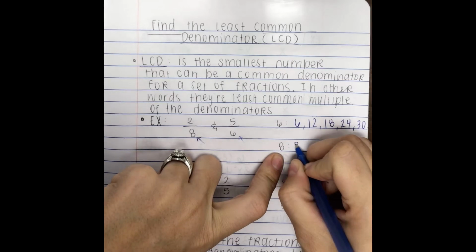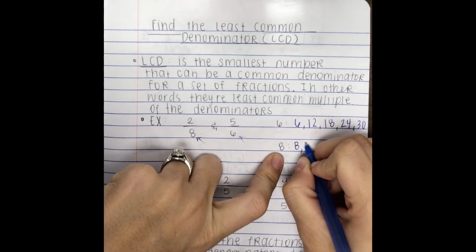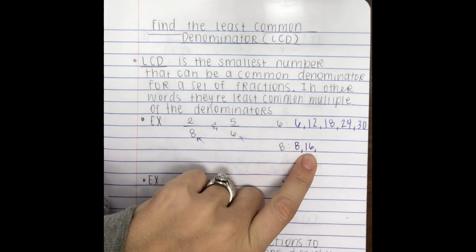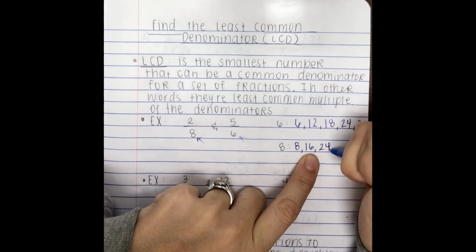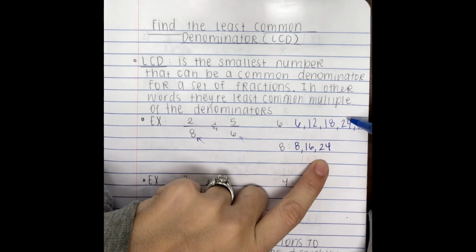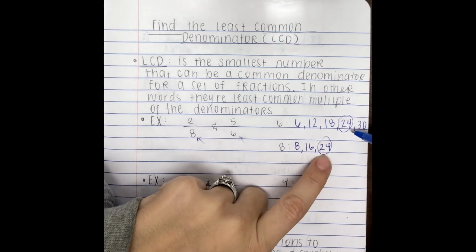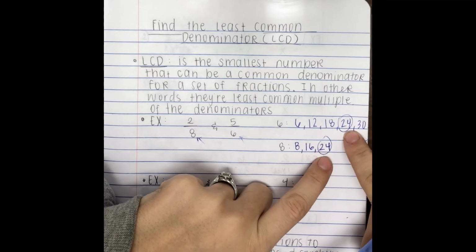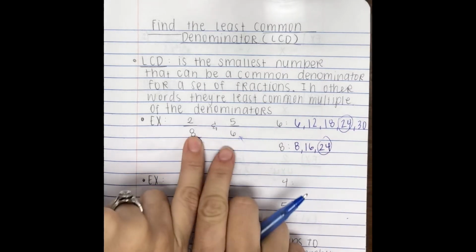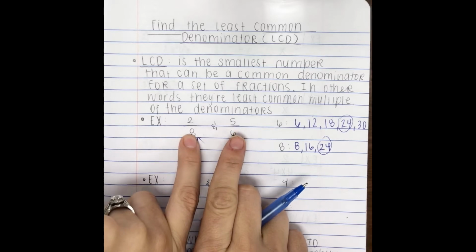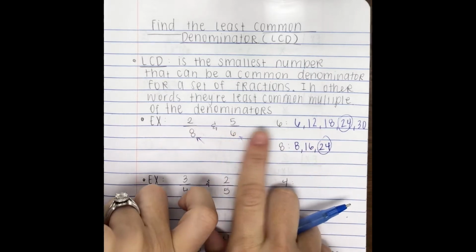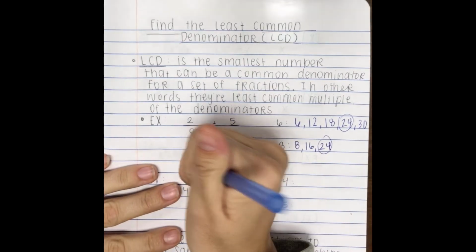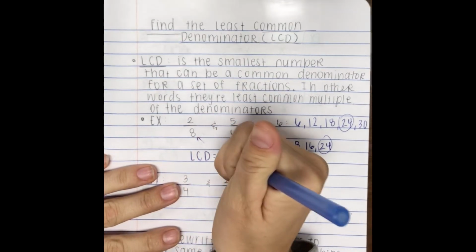So 1 times 8 is 8, 2 times 8 is 16. So far, we don't have a common one. 3 times 8 is 24, and now we have a least common multiple, or in other words, this would be our least common denominator. This is the smallest number that we can multiply 8 by and get this number, and 6 by something to get the same number, okay? So our LCD is 24.